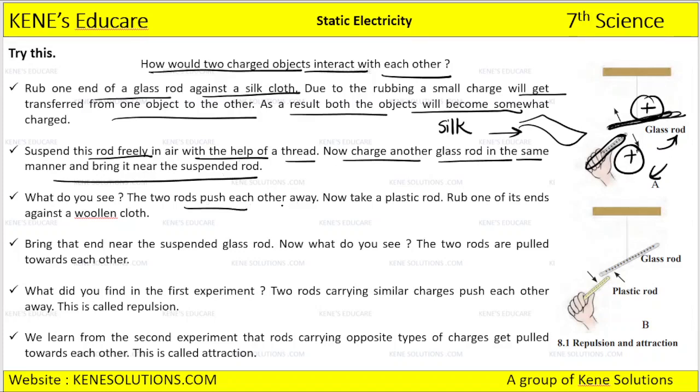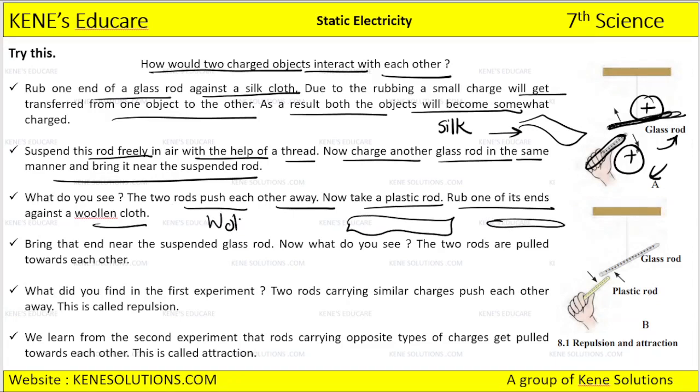The two rods push each other away. Now take a plastic rod and rub one end of it against a woolen cloth. Now what do we have to do? We have to take a plastic rod and rub it on a woolen cloth. When you rub it on the woolen cloth, again this plastic rod will get charged, and we have to bring this plastic rod to the glass rod, and there will be attraction.